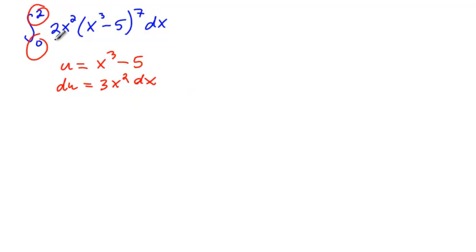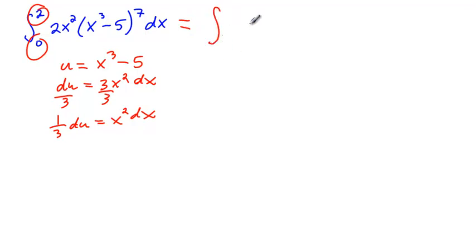Since there's not a 3 up here, there's a 2, but not a 3, we're going to bring the 3 over to the left side by dividing both sides by 3. We get 1/3 du is equal to x squared dx. We look up and we see we have the dx factor and the x squared factor, so that's good. It looks like we can go ahead and change to the variable u now.